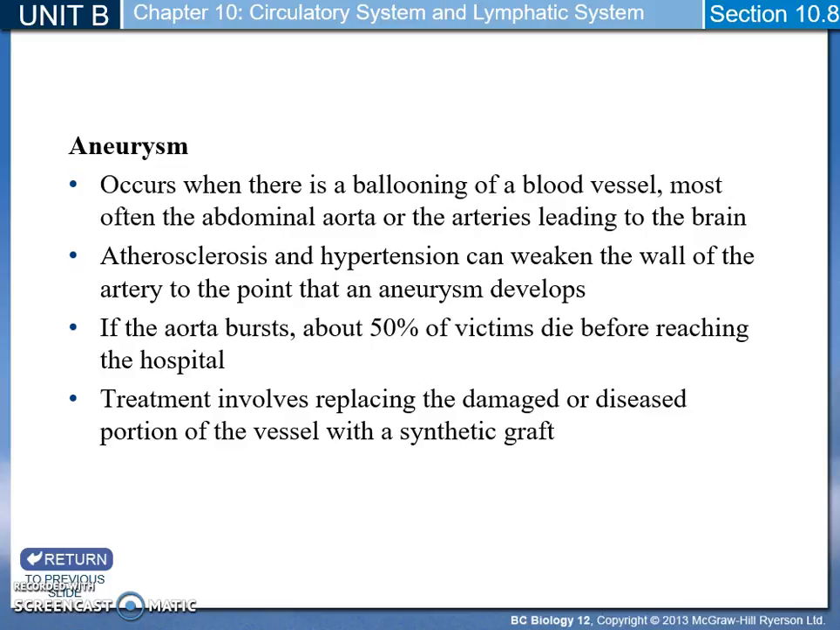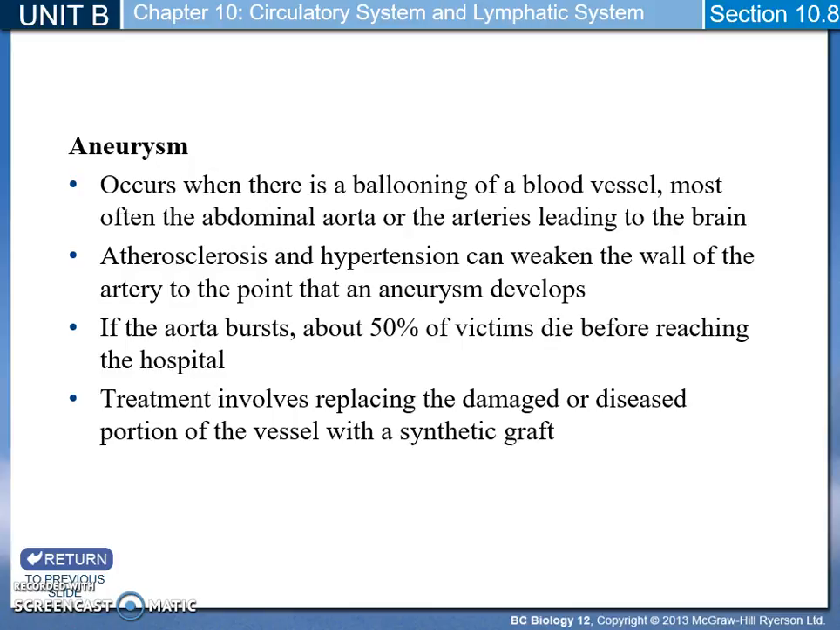An aneurysm, this occurs when there is a ballooning of a blood vessel, most often in the abdominal aorta or the arteries leading to the brain. And atherosclerosis and hypertension together can weaken the wall of the artery to the point where an aneurysm develops. If the aorta bursts, this results in a catastrophic bleed in the abdomen. And generally speaking, I guess about half of the victims to a situation like this will die before reaching hospital, and many more probably will not survive such an event.